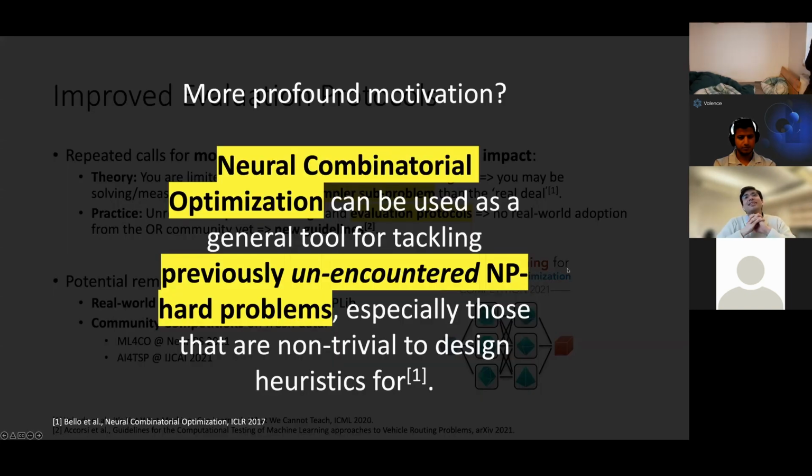But I think the more interesting thing, and I want to quickly finish, is the more profound motivation of doing this stuff. Routing problems and optimizing vehicle routing is really practical. There's a lot of savings and money there. But another profound motivation that this original paper from Google Brain was talking about is that this can be a general tool for tackling some previously unencountered or understudied NP-hard problems, especially those which are non-trivial for humans to design heuristics for.